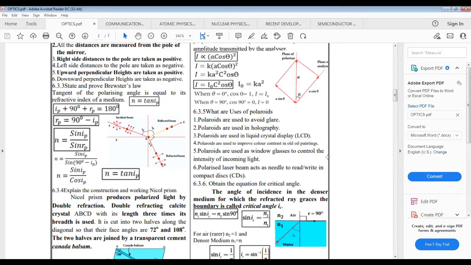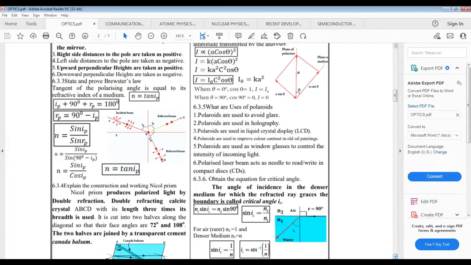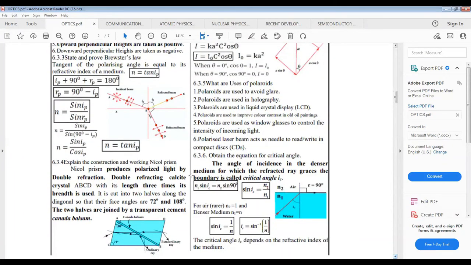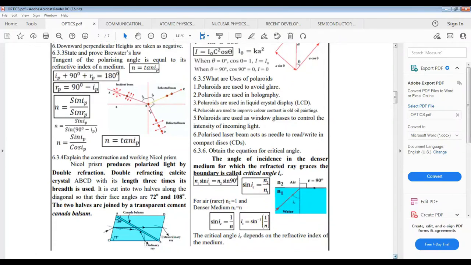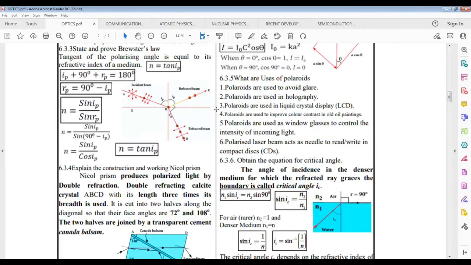Then this critical angle, this we already discussed: sine IC is 1 by n. It means that the critical angle is the reciprocal of the refractive index. From this, IC is equal to sine inverse of 1 by n, we can write. So now let us go to the next one. Next slide.